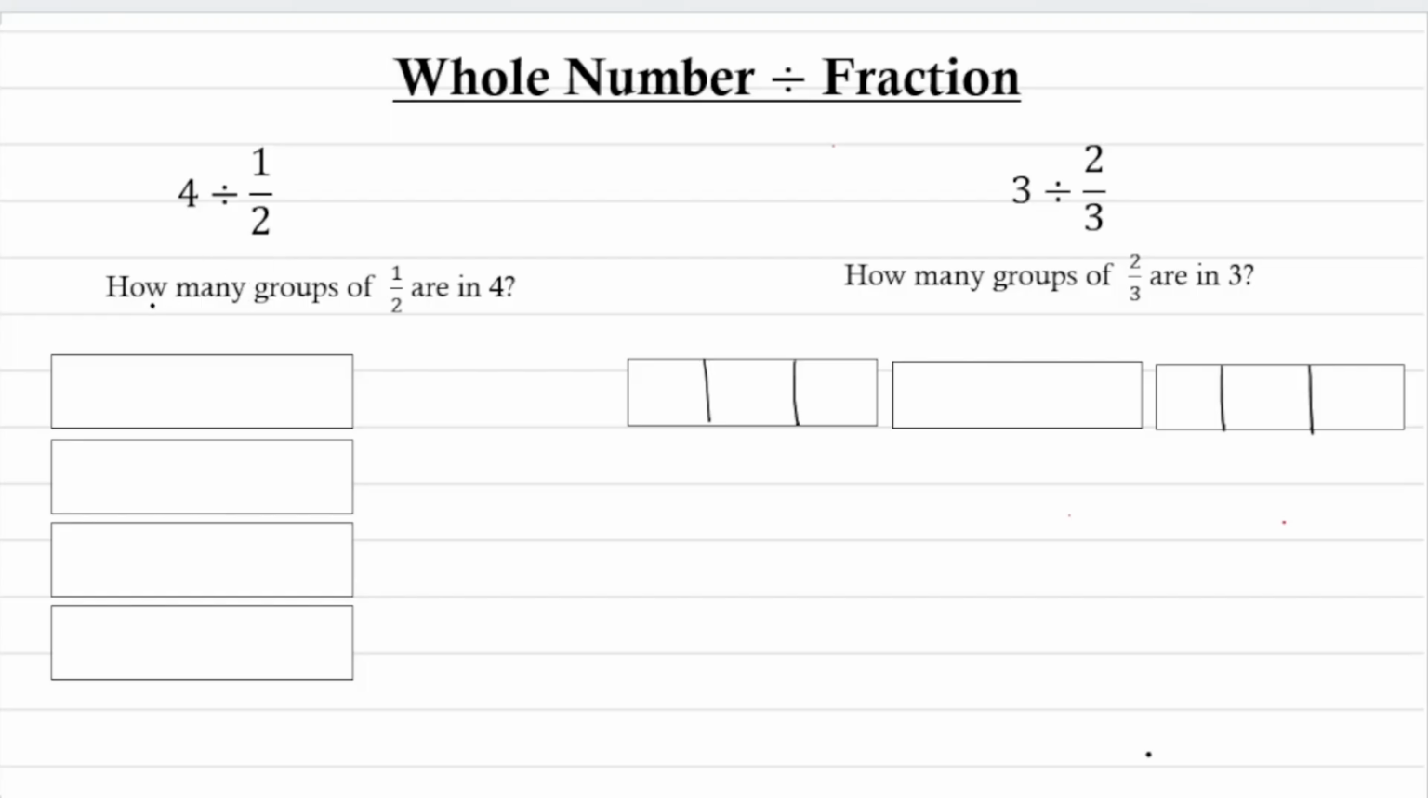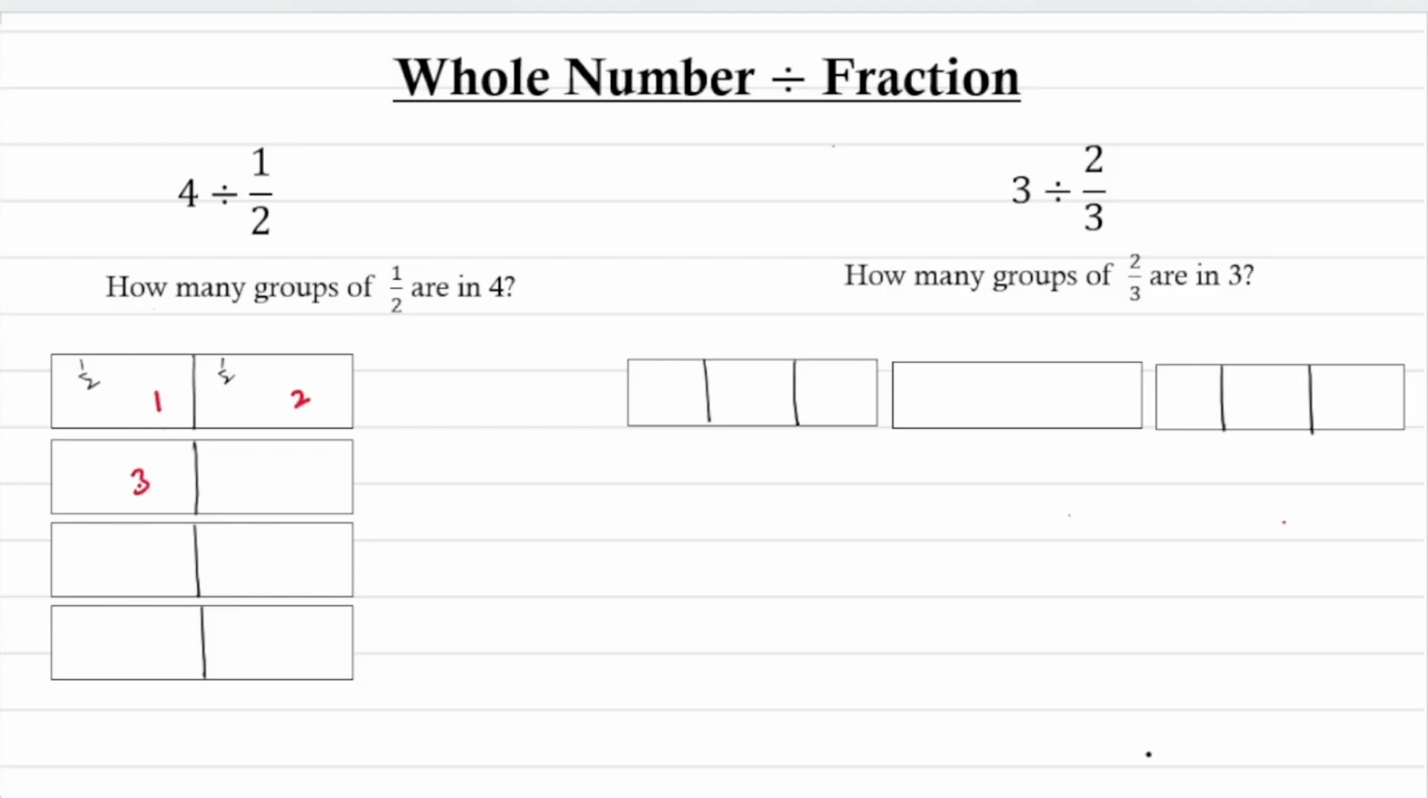That means, how many groups of 1 half are there in 4 wholes? You can see there are 4 fraction bars, 4 wholes, and now I have to see how many 1 halves I can form in these 4 wholes. So let's divide each whole into 2 equal parts because I need 1 half, and now you can see that this is 1 half, this is 1 half, and so on. So how many 1 halves are there altogether in 4 wholes?